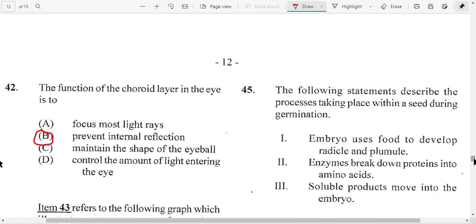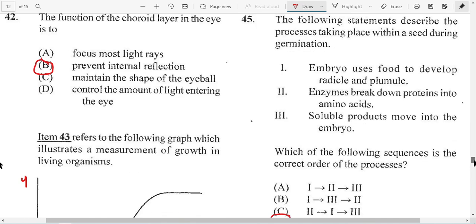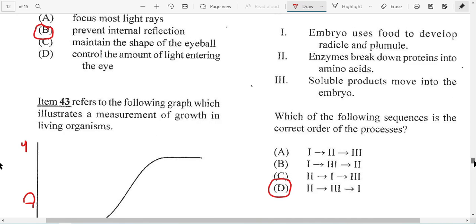For 45, the following statements describe the process taking place within a seed during germination. So we have: 1, embryo uses food to develop radicle and plumule, that's the root and the shoot; 2, enzymes break down protein into amino acids; and 3, of course, soluble products move into the embryo. Which of the following sequences is correct? Is the correct order of the process? And we're looking at germination here.